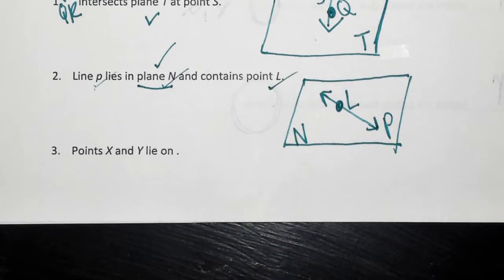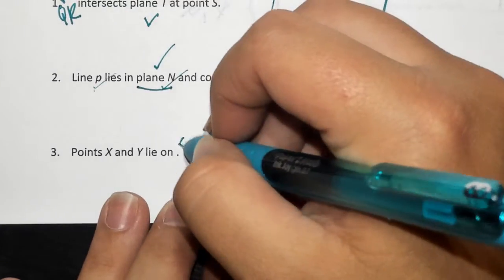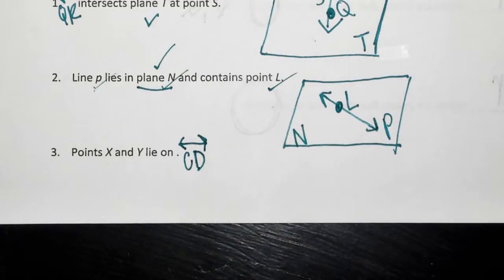Okay, number 3. I'm going to let you do it by yourself. But you're missing something. Right here at the end, it's supposed to lie on line CD. Try that one. So you have line CD, and it has 2 extra points. It's not in a plane. It might be, but it doesn't tell us. It doesn't tell us, so you don't have to draw a plane.